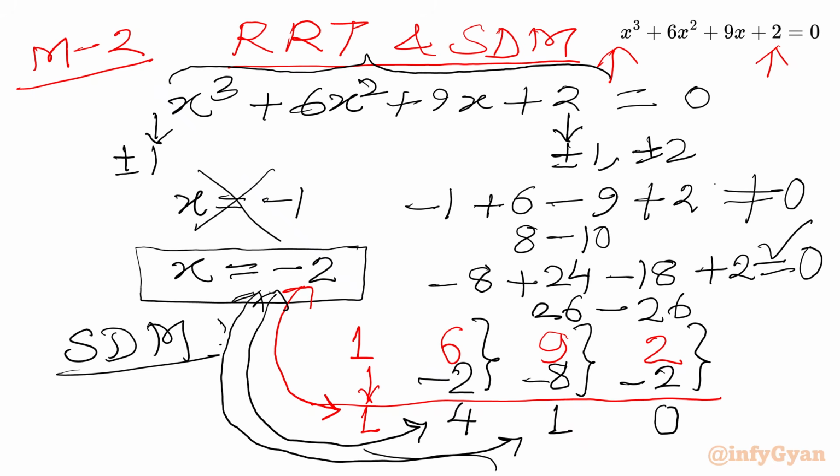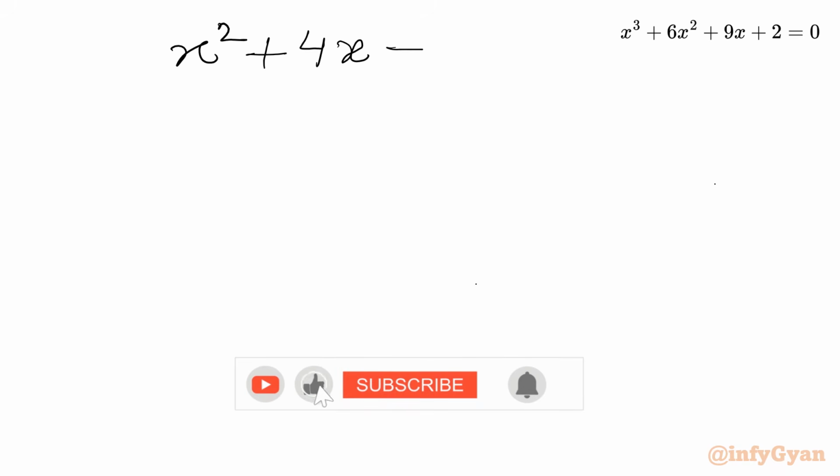So here we have coefficients for quadratic equation: 1, 4, 1. Equation will become x square plus 4x plus 1, and our base solution is minus 2. So I can write x square plus 4x plus 1 equal to 0.